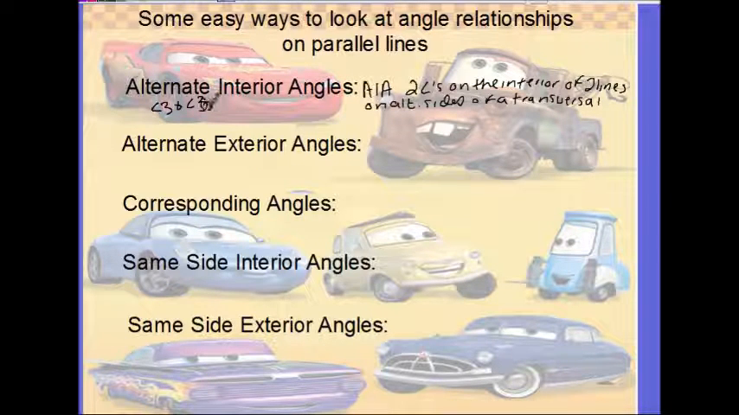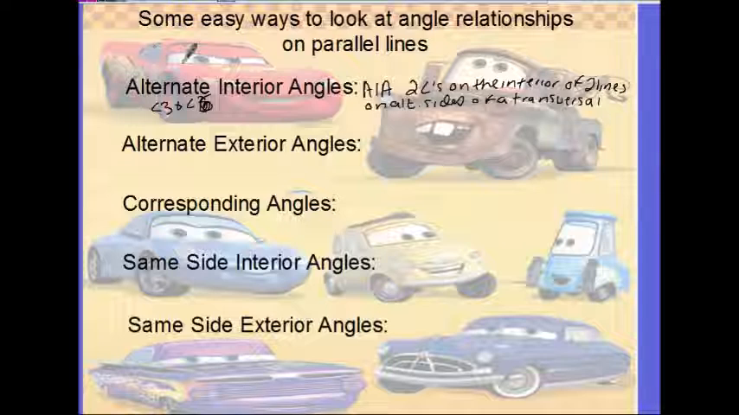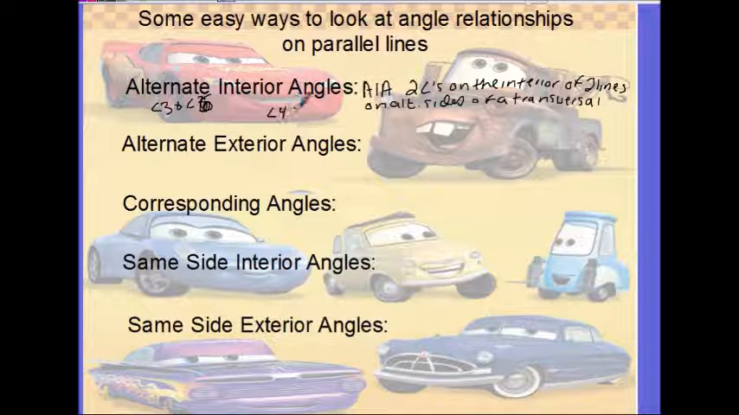Our second pair we're going to have is angle 4 matched up with angle 5. So those are going to be our pairs of alternate interior angles, 3 and 6 and 4 and 5.